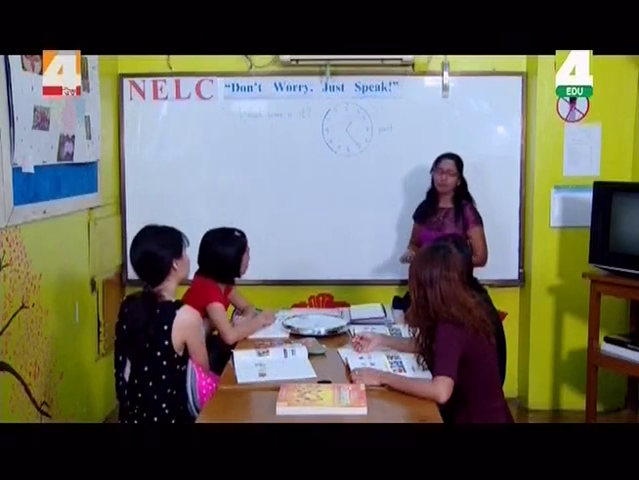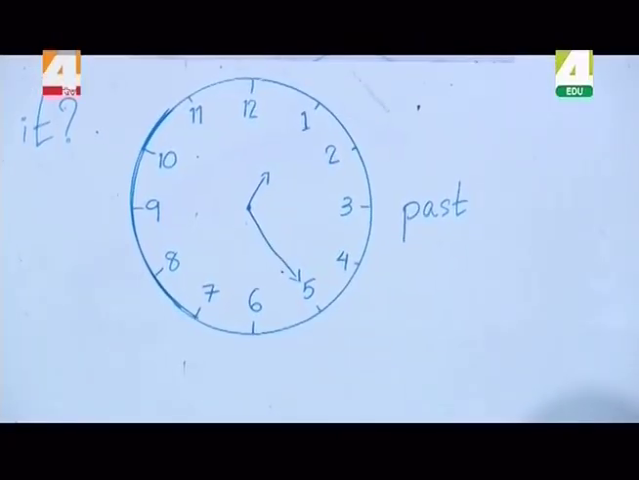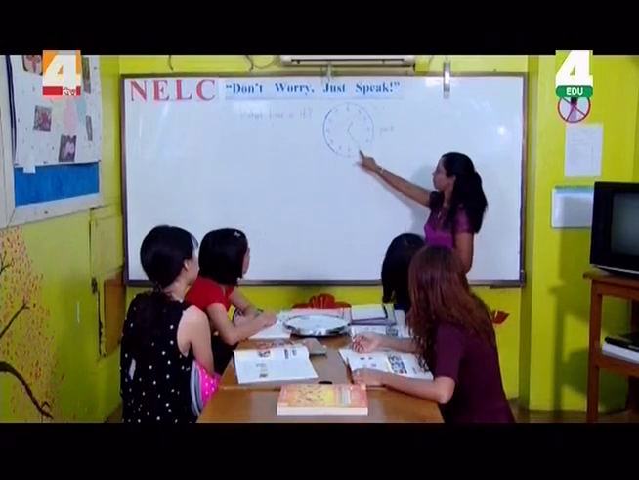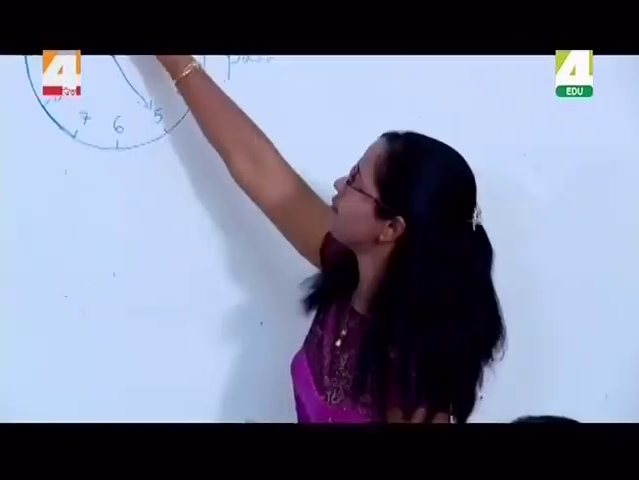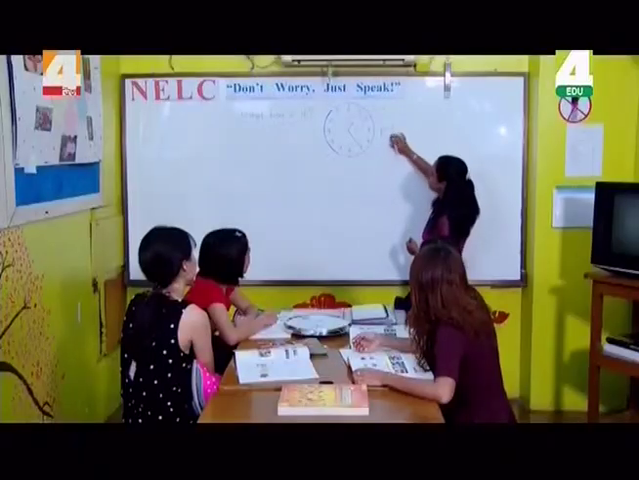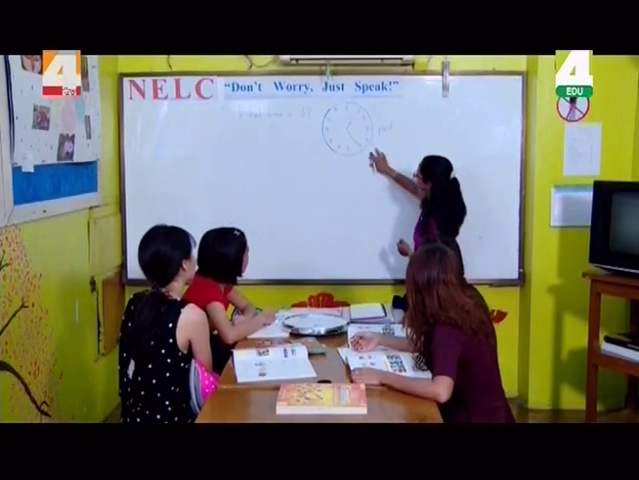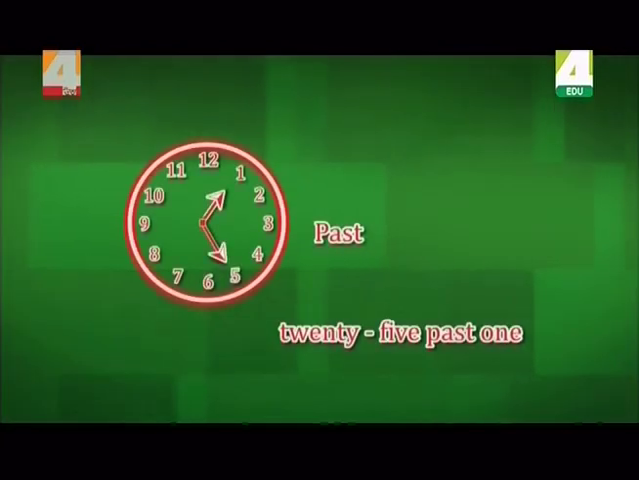But in English we usually tell the minute first, then the hour. Okay, so 5, 10, 15, 20, 25. That's why this side we always use past. Okay, so that we call 25 past 1. Do you understand?